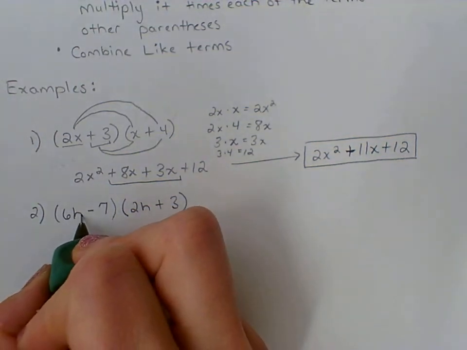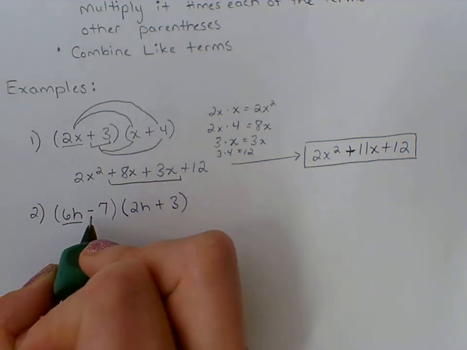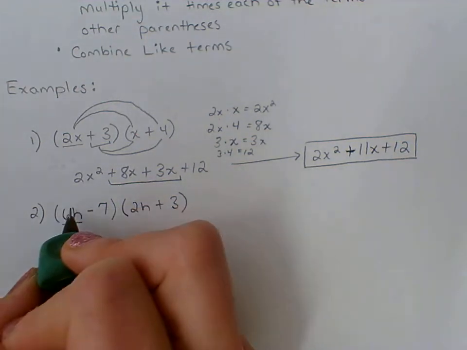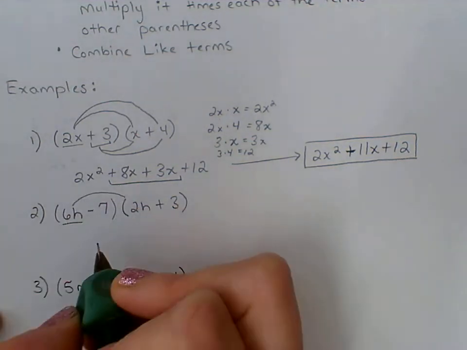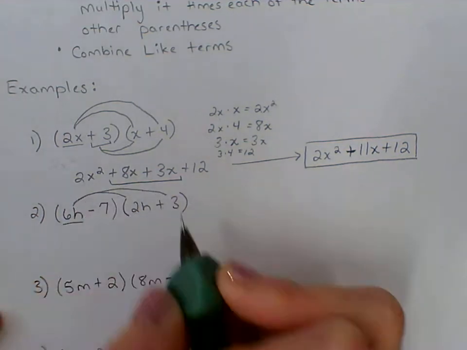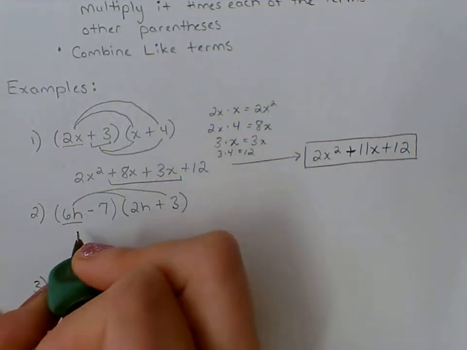So do it one at a time. So we've got the 6h, and then we have the negative 7. So you start with the 6h, so we're going to take 6h times the 2h, and then 6h times the 3. And so let's go ahead and do that.